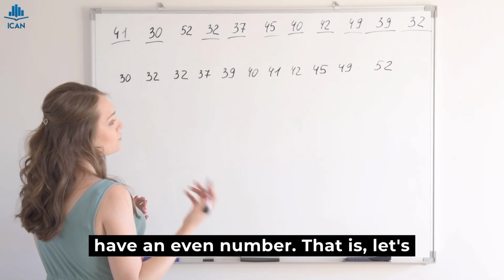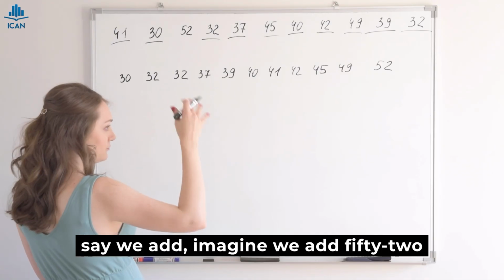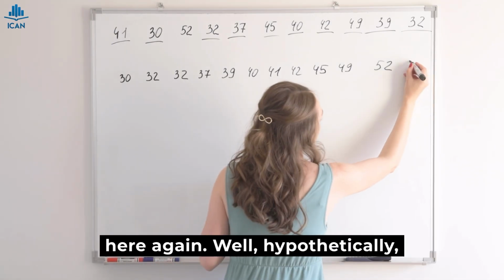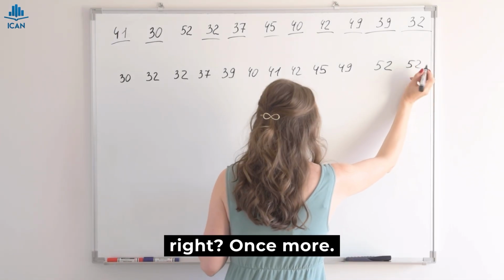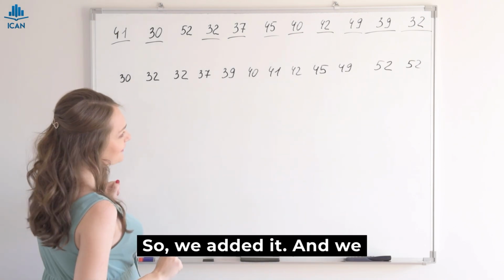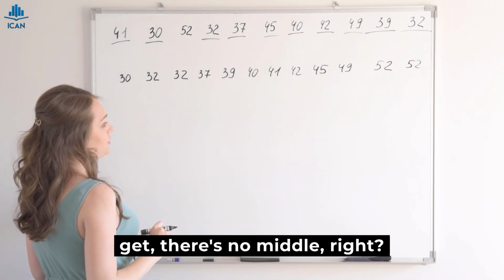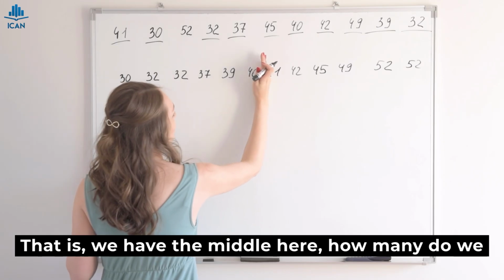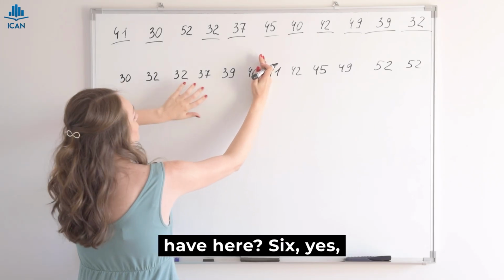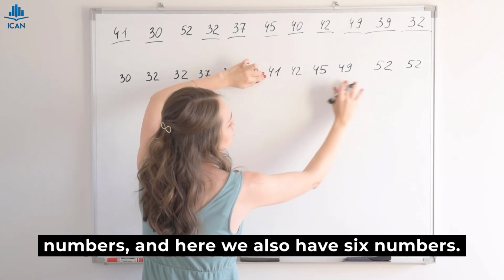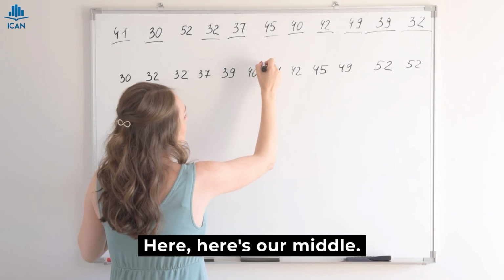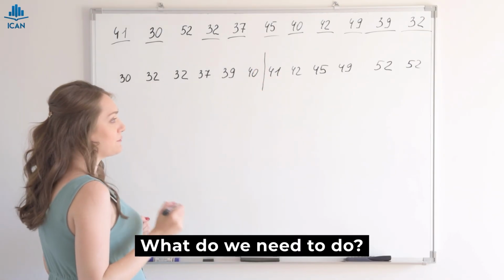Let's imagine if we have an even number. That is, let's say imagine we add 52 here again. Well, hypothetically, right? Once more. So we added it, and there's no single middle, right? That is, we have the middle here. How many do we have here? 6. Yes, numbers. And here we also have 6 numbers. Here's our middle.